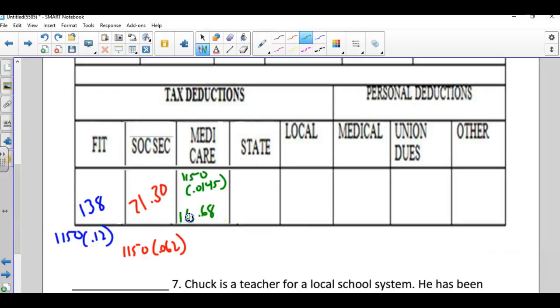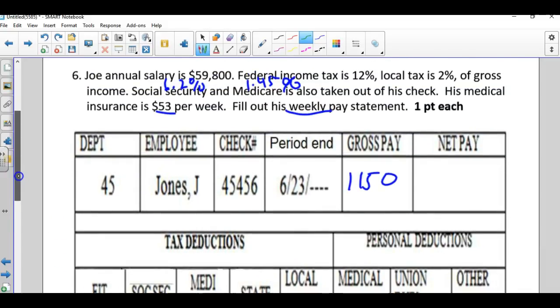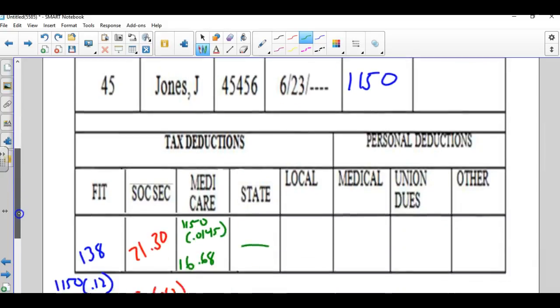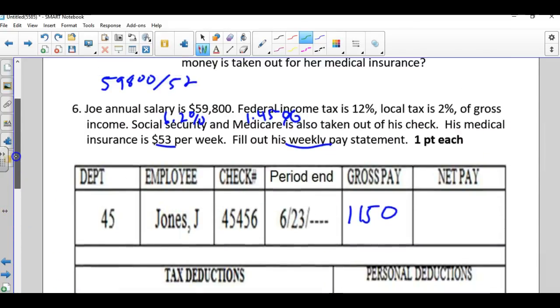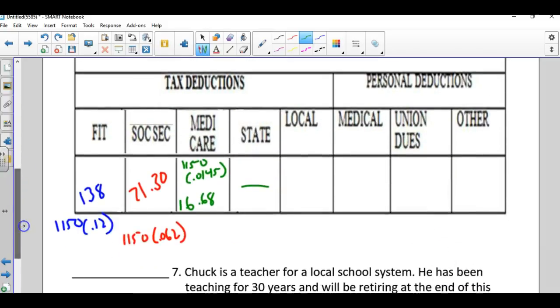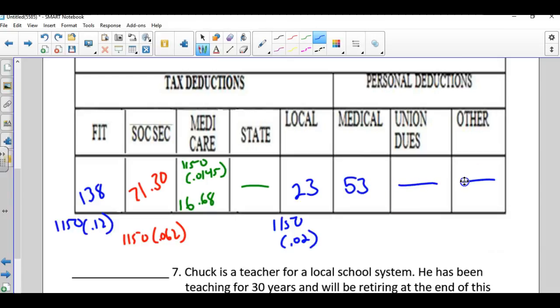Now, state, there is no state. It doesn't say anything about state up here. But local tax, there's a local tax. The local tax is 2%. So again, if I take 1,150 and multiply by 0.02, that's going to give me $23. And then his medical bills are $53. No union dues, no other fees.